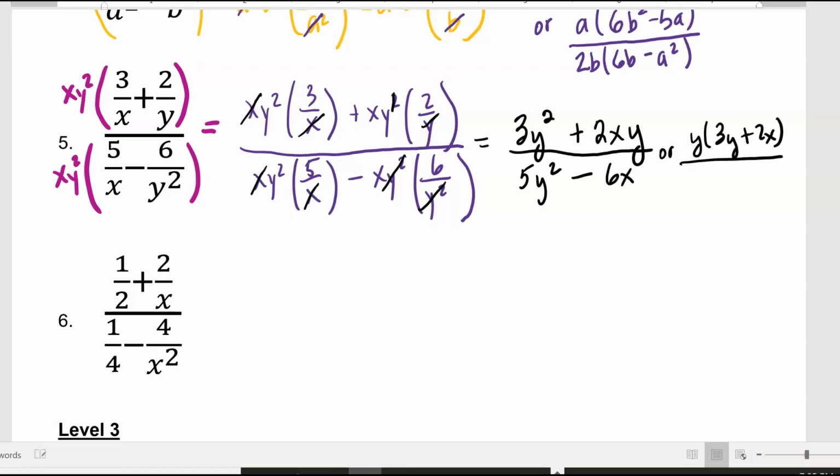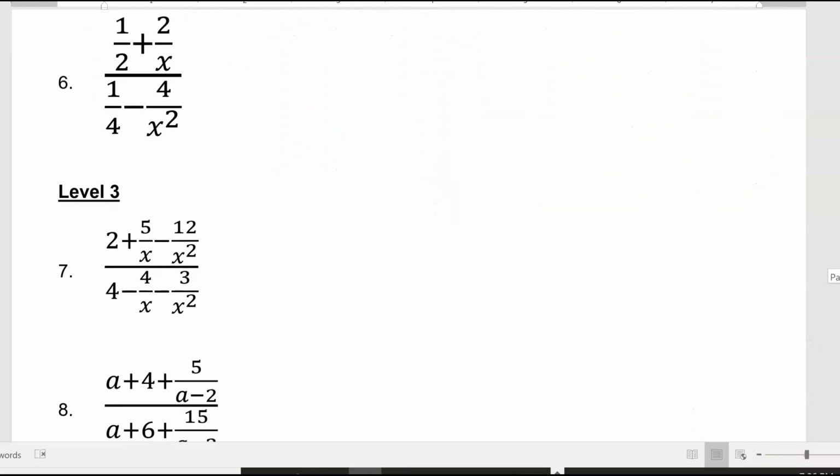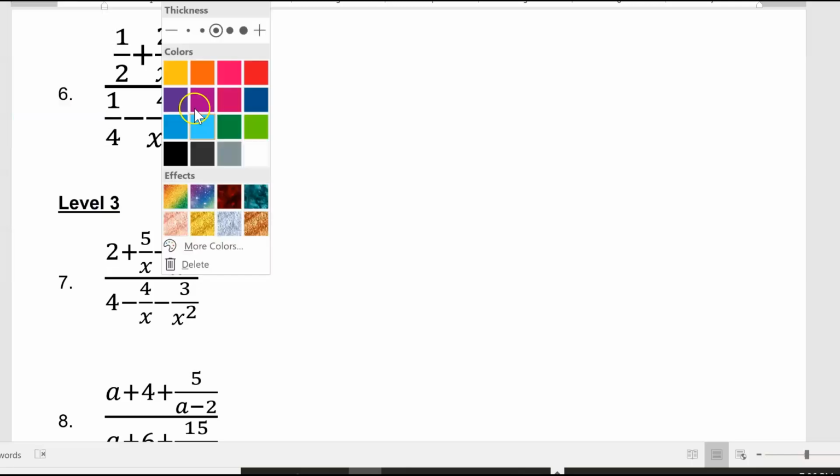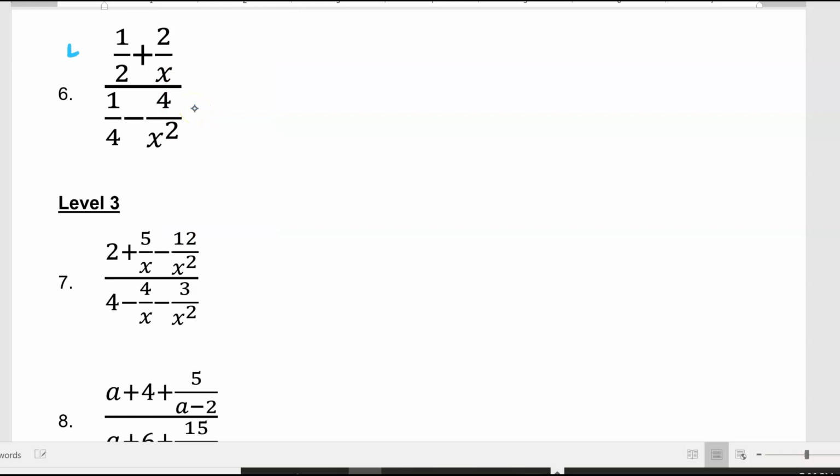But notice that the denominator is not factorable at all, so there's nothing else to simplify. Either answer is correct. Let's move on to number 6. What is the LCD is the question. If you said 4x squared, then you are right.